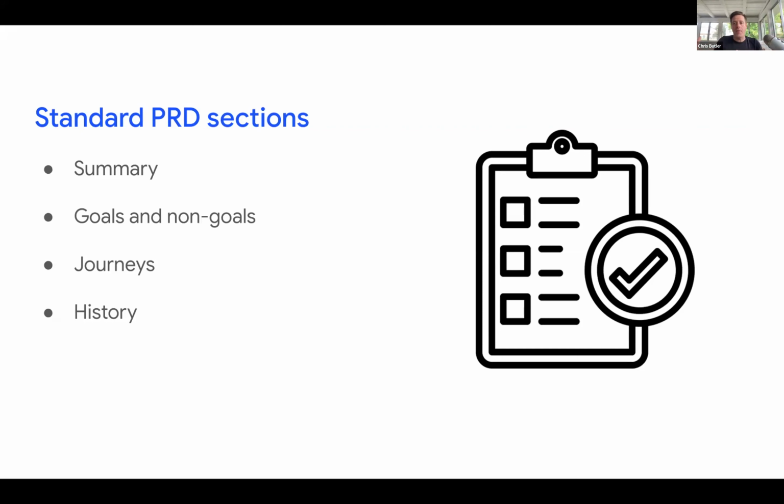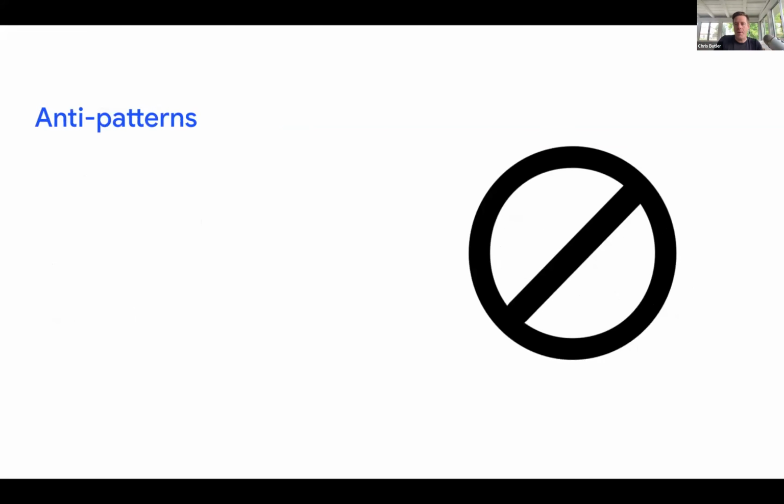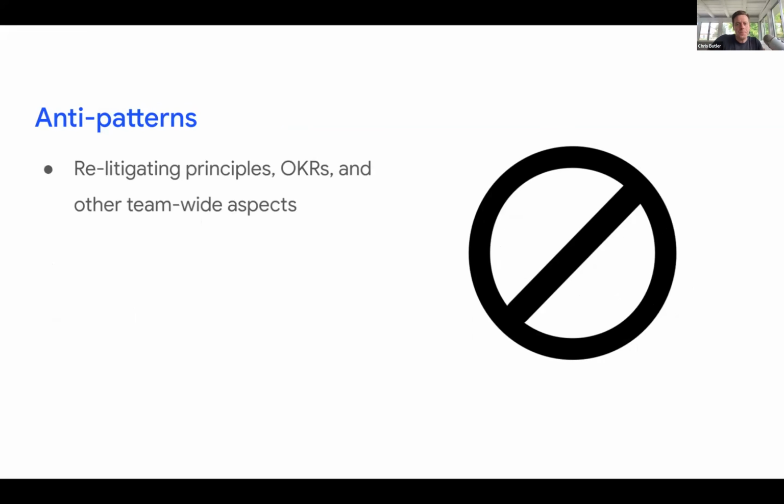Now people can add an awful lot of things, and that's going to lead us to what I'll call anti-patterns and over-documentation, where other teams should be doing this type of documentation. One anti-pattern that I've seen a lot is relitigating things like principles, OKRs, and other team-wide aspects. What I mean is that I've seen places where everybody writes a PRD for their feature, but they create different principles by which each of those features should exist. The reality is a principle should be something at a team level that we all agree to as a team, that we want to operate this way.